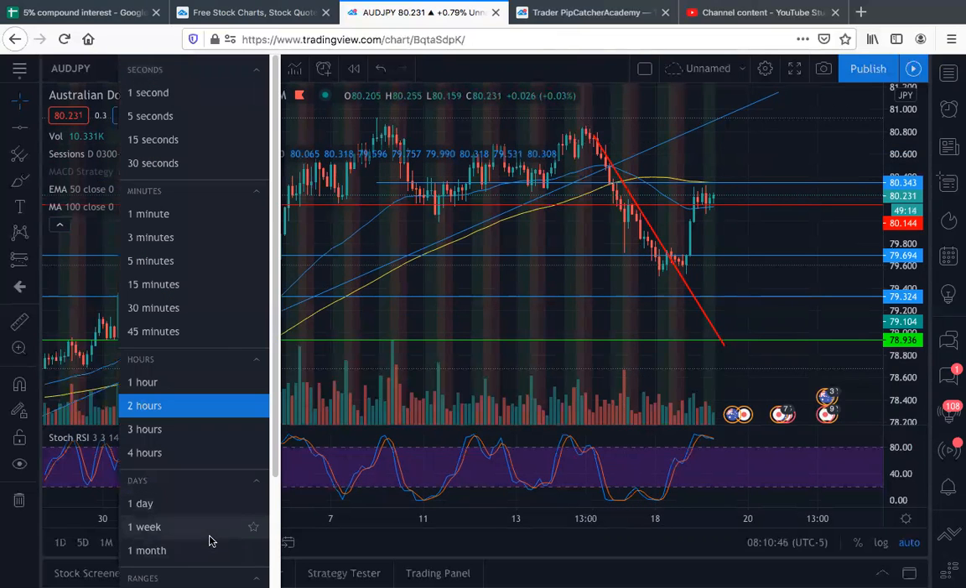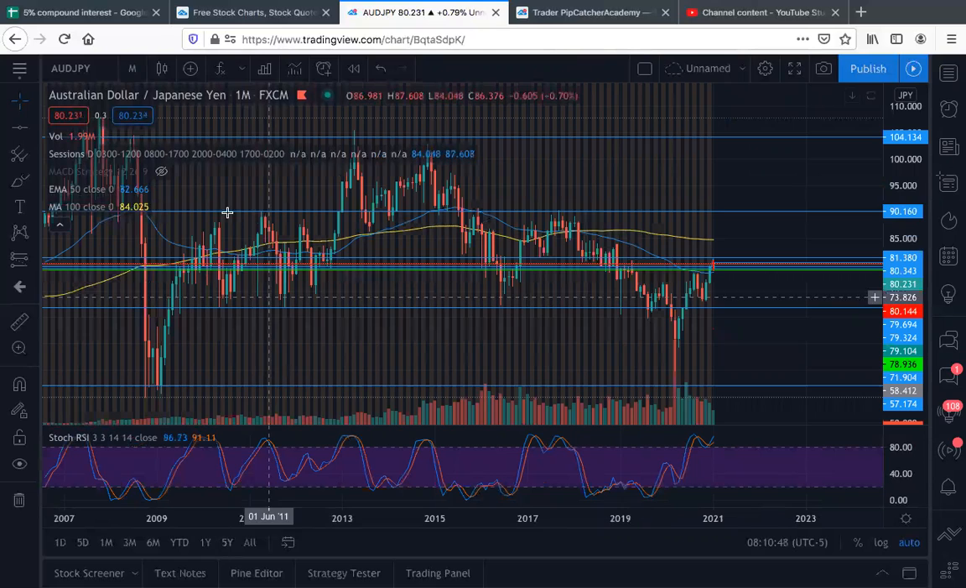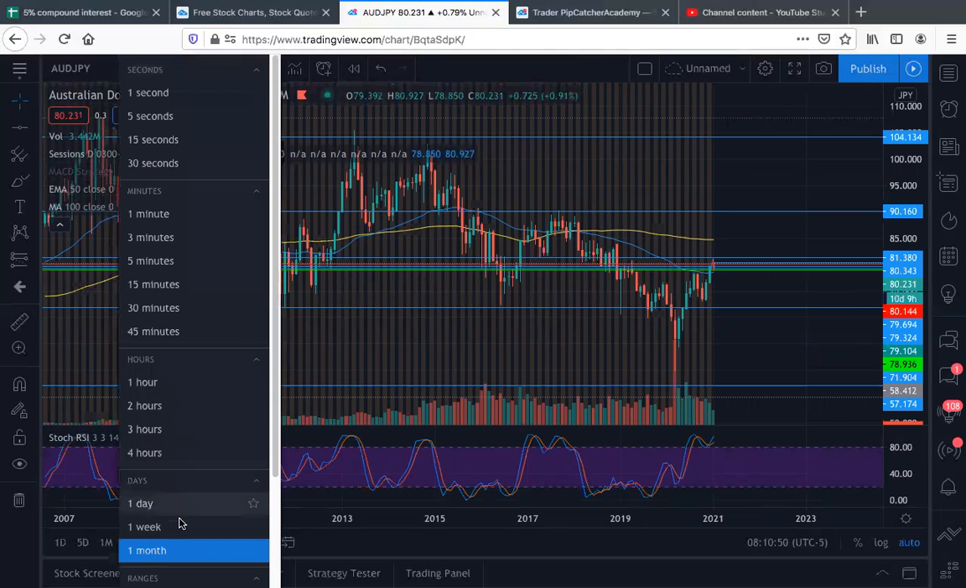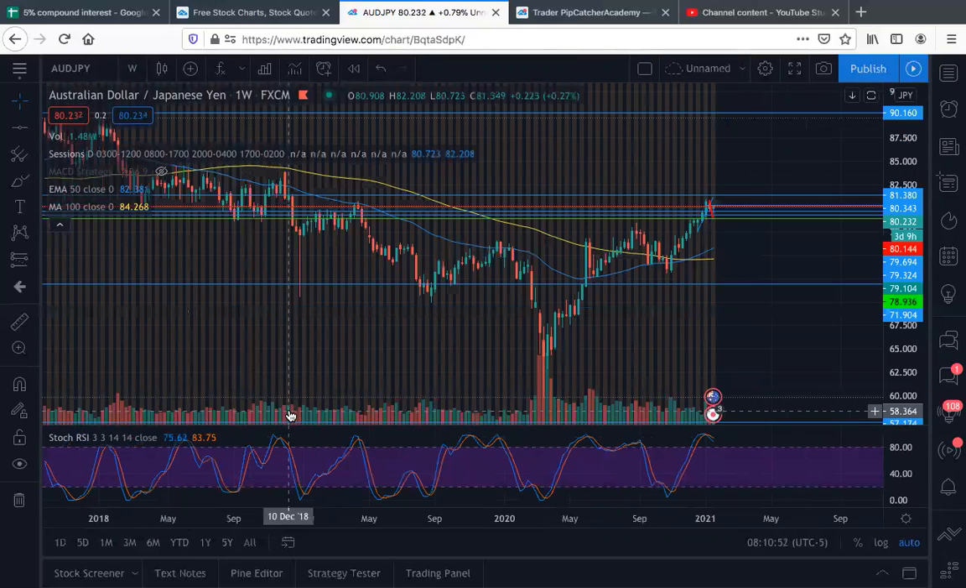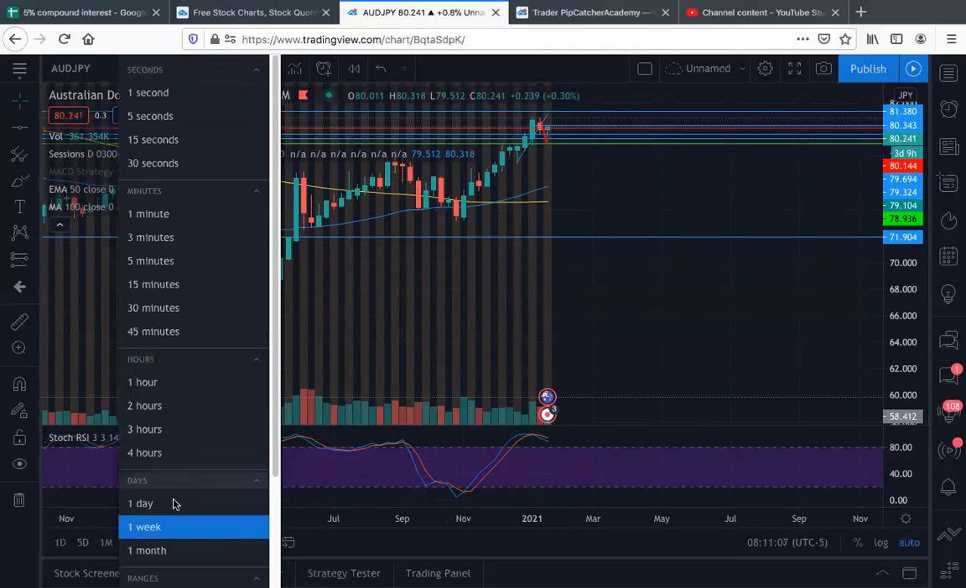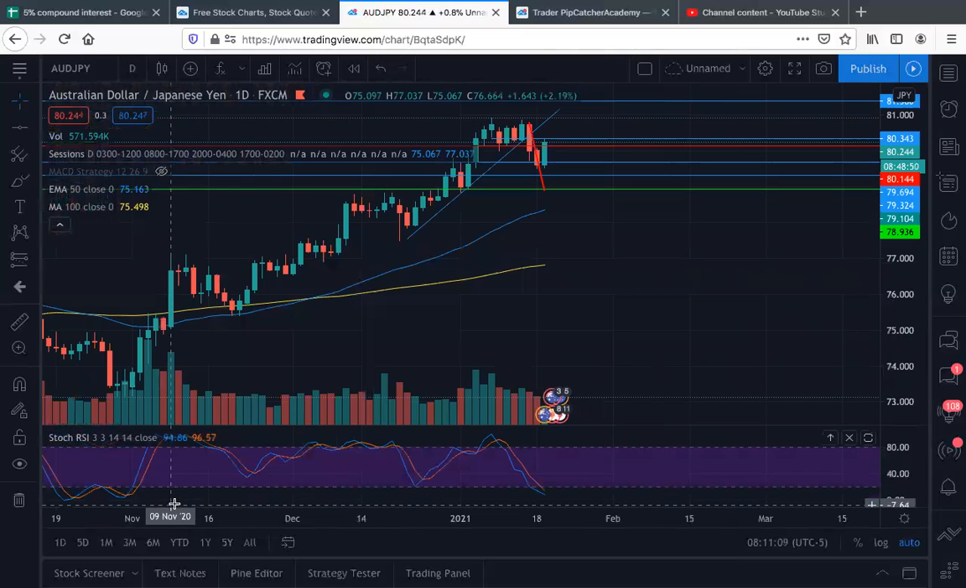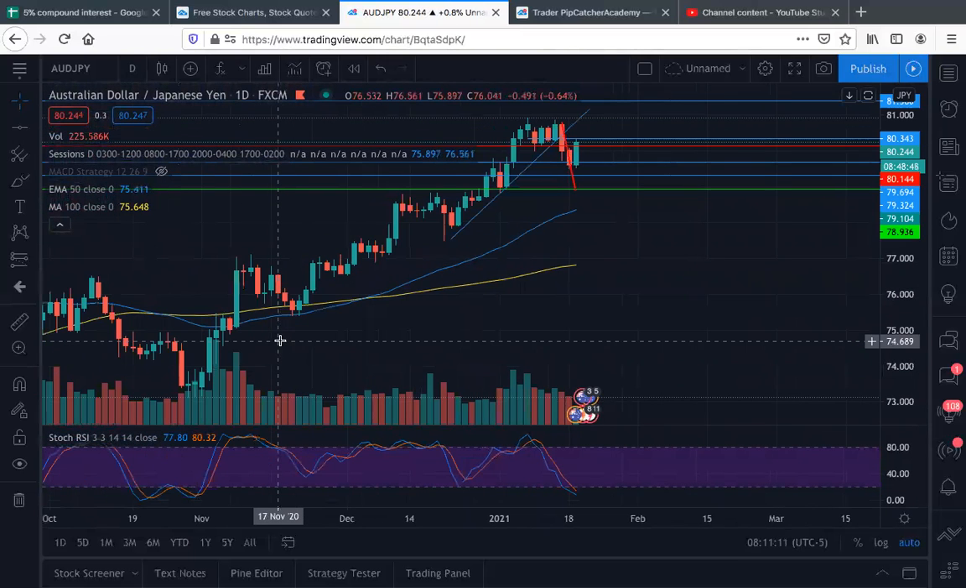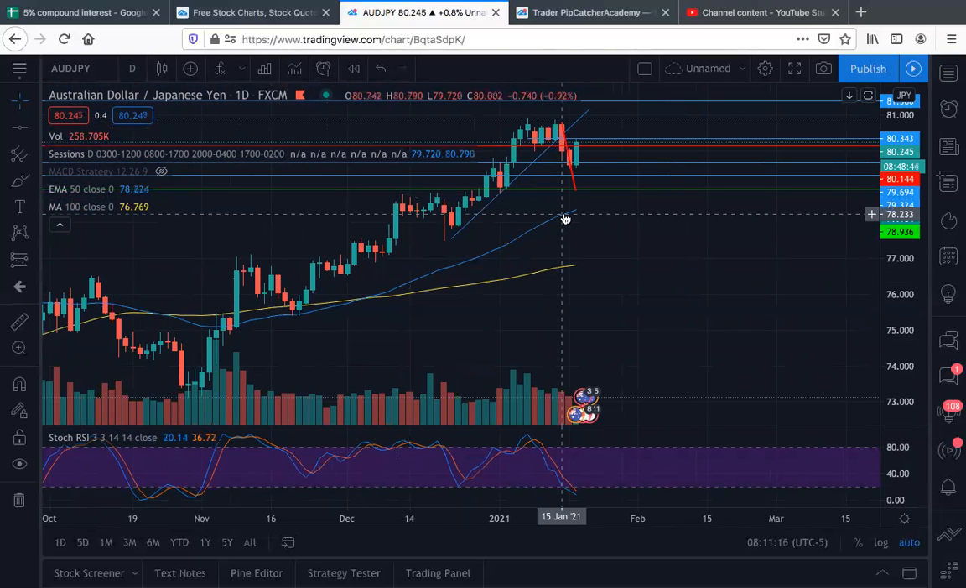So now we're on AUD JPY. Go back to the monthly. We're still getting that cross. On the weekly, we got some bearish signal. We also are quite a ways extended away from our moving average, both of them, both the 100 and the 50. Then we have the same thing here on our daily chart.